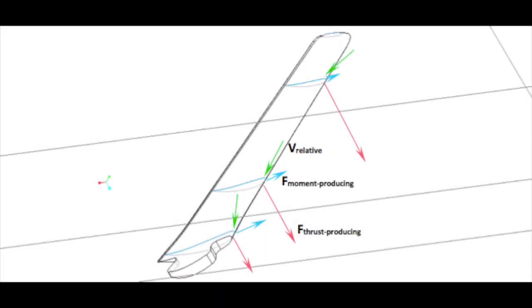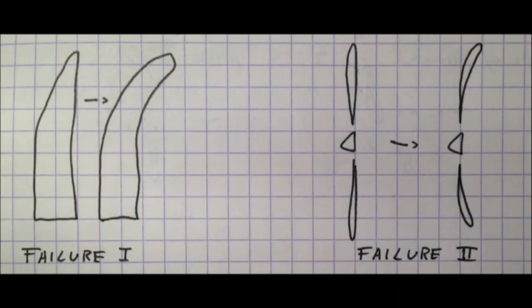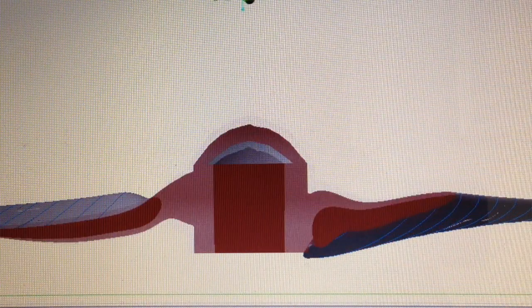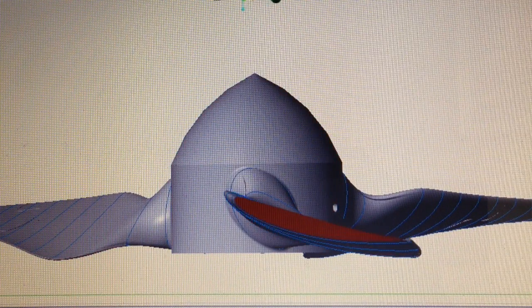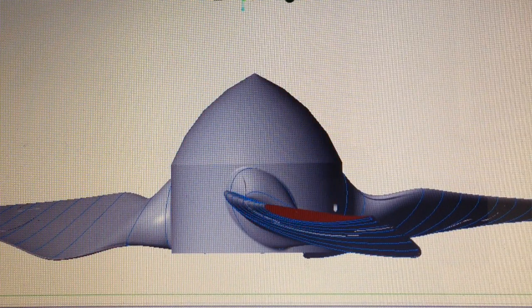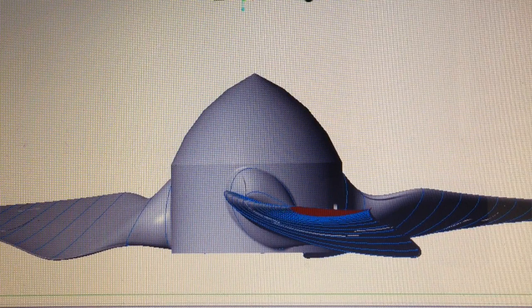For every blade element, the vector diagram changes. The variation in loading along the blade leads to various types of blade failures. To avert these, taper and twist were used. Taper decreases the blade area towards the tip, so as to keep bending forces within the limit that can be withstood by the material. Twist is used to orient the airfoil in the direction of the relative wind, to reduce drag and increase moment-producing forces.